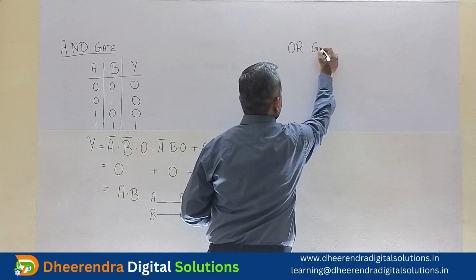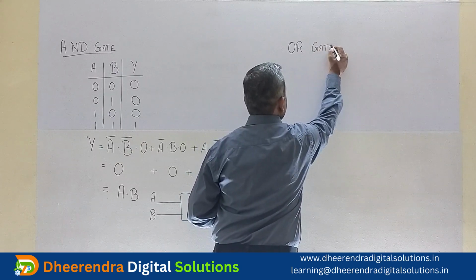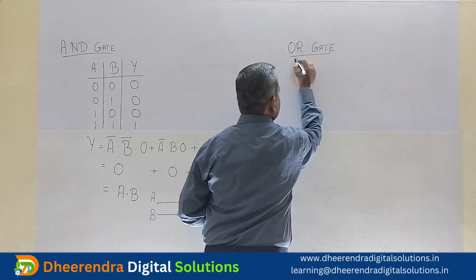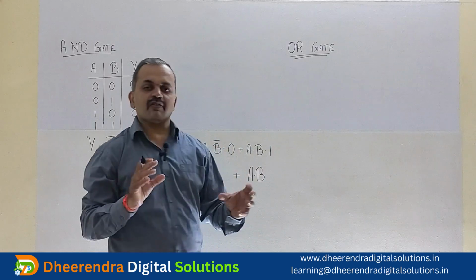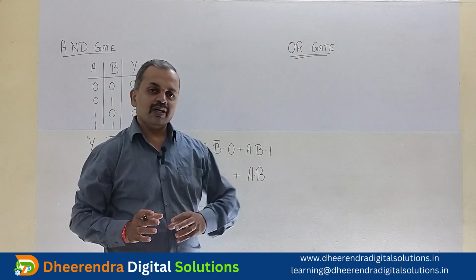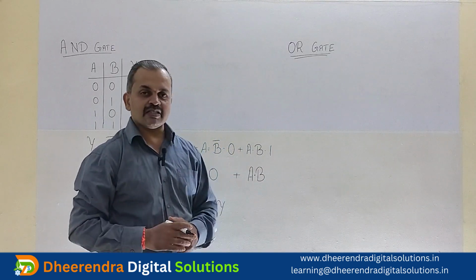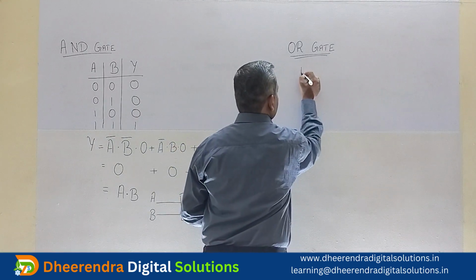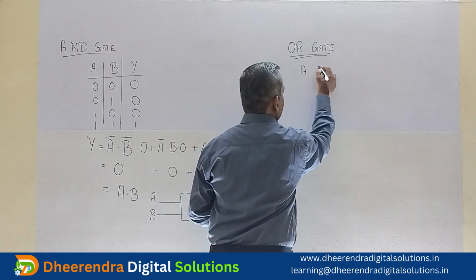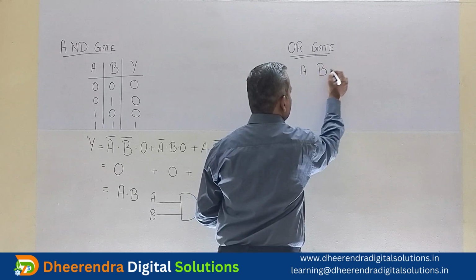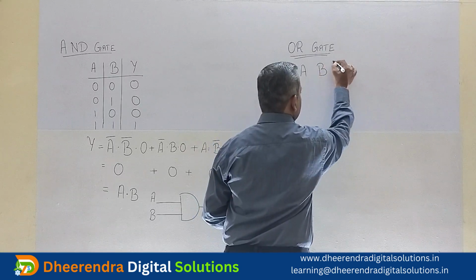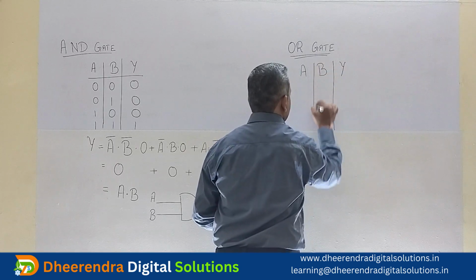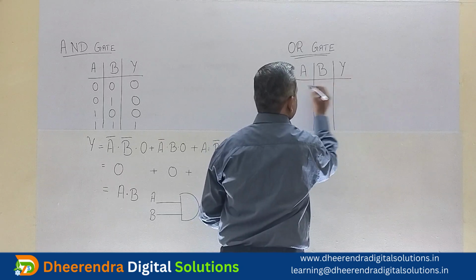OR gate. Now, when it comes to OR gate, OR indicates that if one of the parts of the statement is true, the entire statement is true. For example, let us take again two signals. OR is also being used to combine two statements. Similarly, the OR gate is also used to combine two signals.